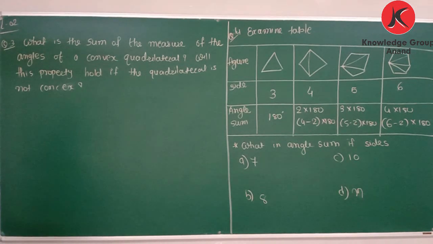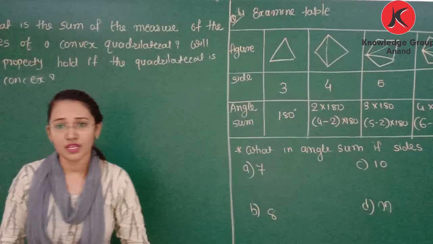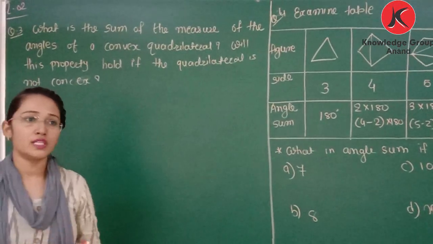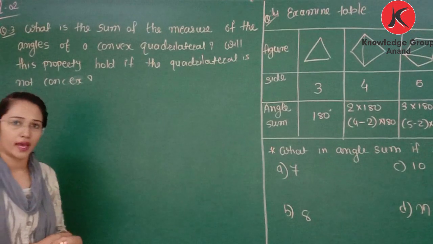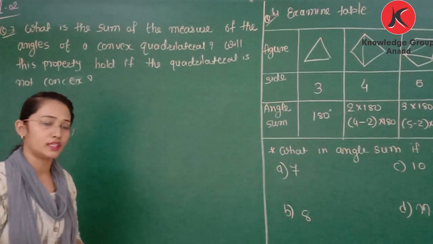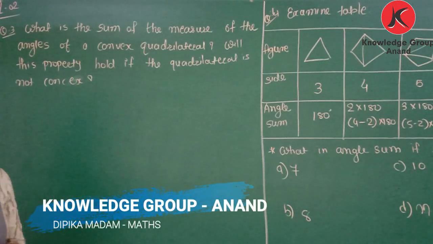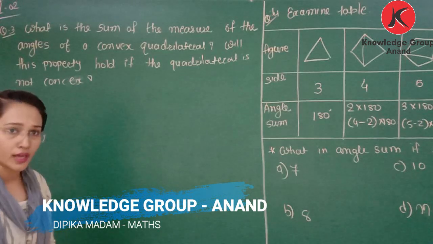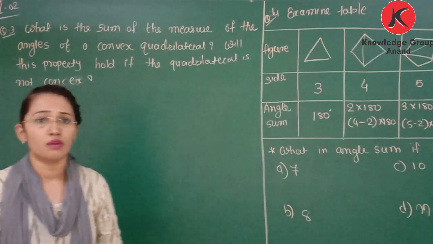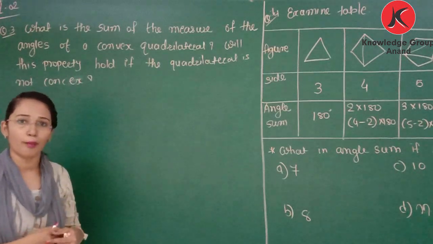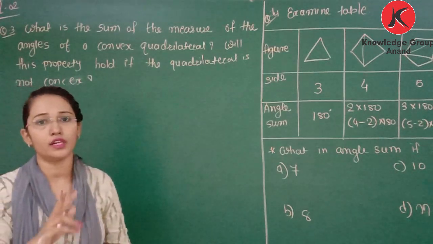Now example 3, that is, what is the sum of measure of angles of a convex quadrilateral? Will this property hold if the quadrilateral is not convex? If it is not convex, then it can be a concave. Now we previously learned what is the angle sum property for a triangle. That is 180. Sum of 3 angles in a triangle is 180. Now if you want to find the angle sum property for quadrilateral, then already we learned in a previous video, we divide the quadrilateral into 2 triangles.